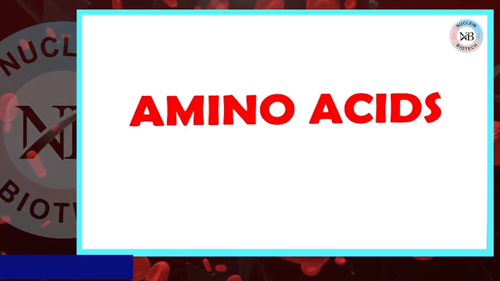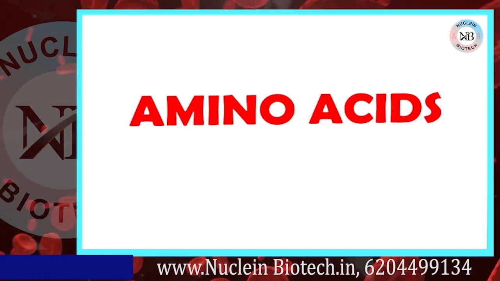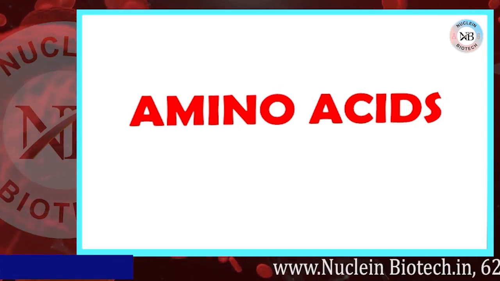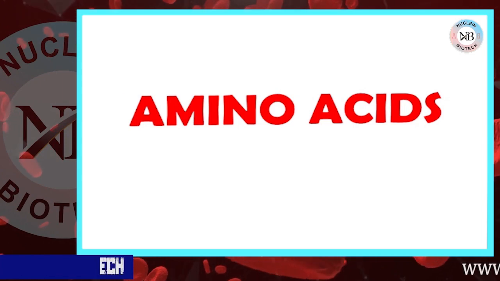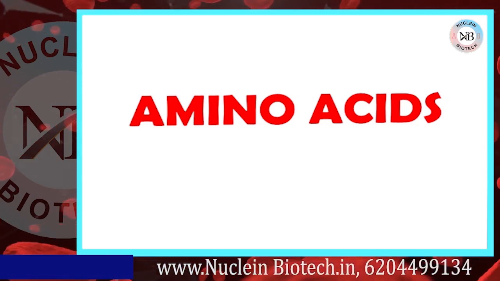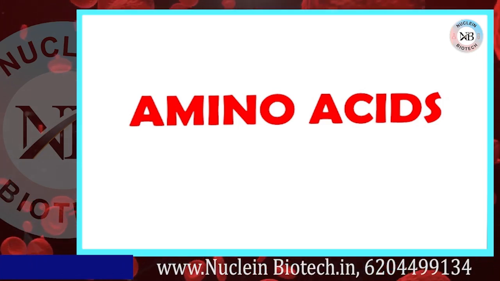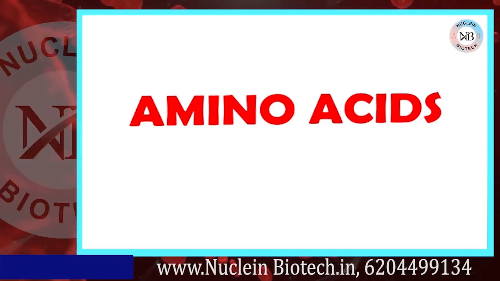Now, in terms of biochemistry, amino acids are defined as a group of organic compounds containing two functional groups: the amino group, that is NH2, which is basic in nature, and the carboxyl group, COOH, which is acidic in nature.